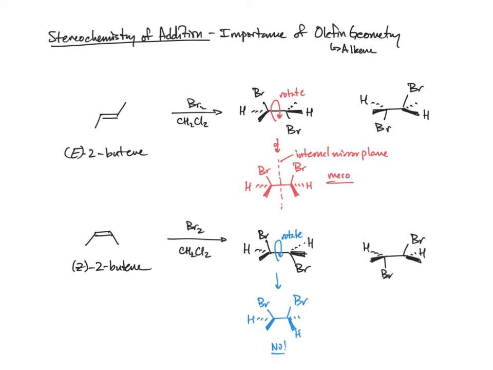So these are not meso compounds, so these actually end up being enantiomers of one another. They are not meso because this H is not mirrored by the methyl. This methyl is not mirrored by this H.